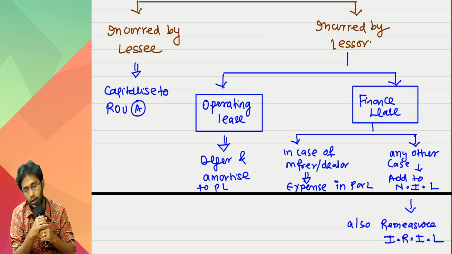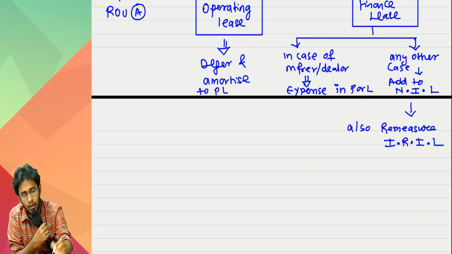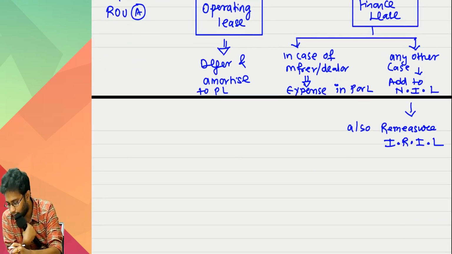Up to here, sir. So we are done with the lessor point of view, basic accounting. You're copying now? Copy.